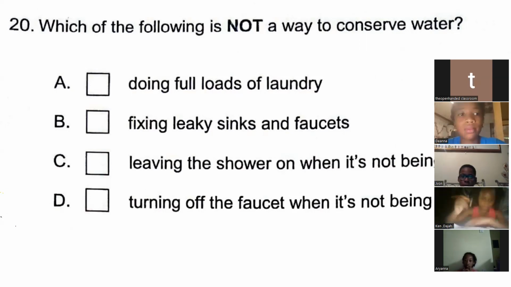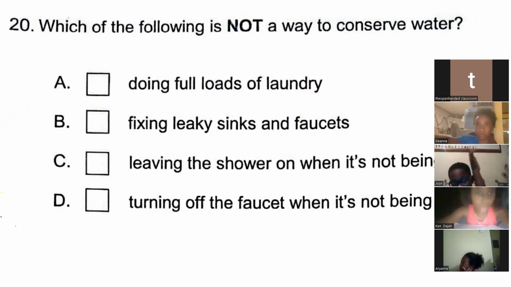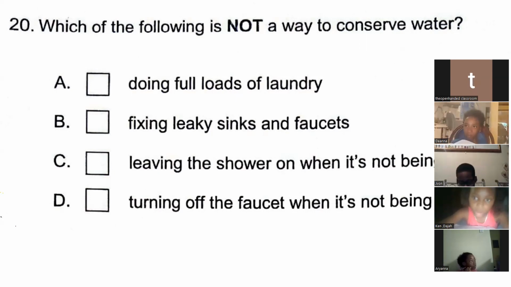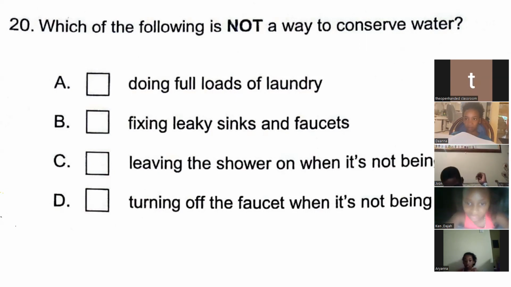Candasia, can you read number 20? Yes, sir. Which of the following is not a way to conserve water? A. Doing full loads of laundry. B. Fixing leaky sinks and faucets. C. Leaving the shower on when it's not being used. D. Turning off the faucet when it's not being used.